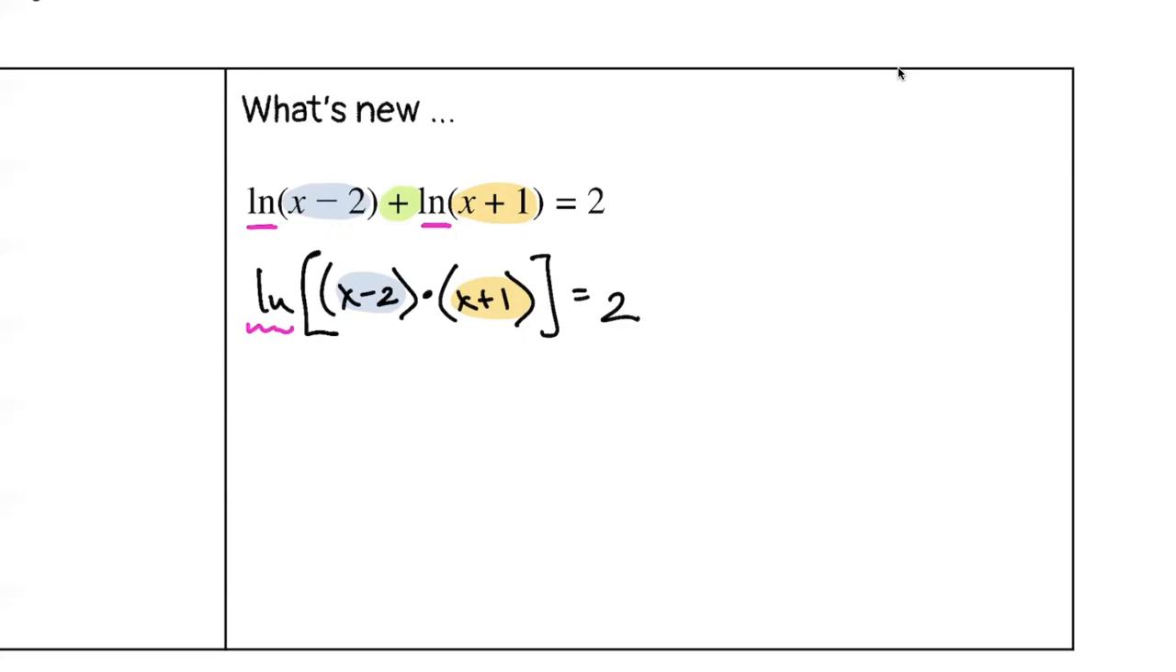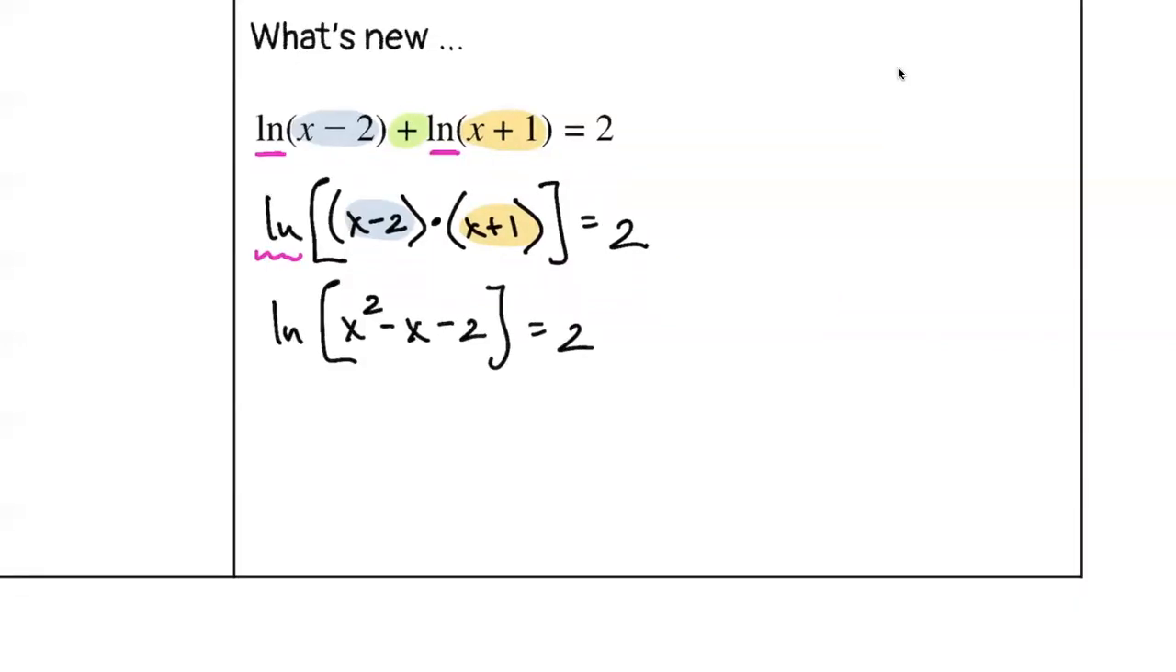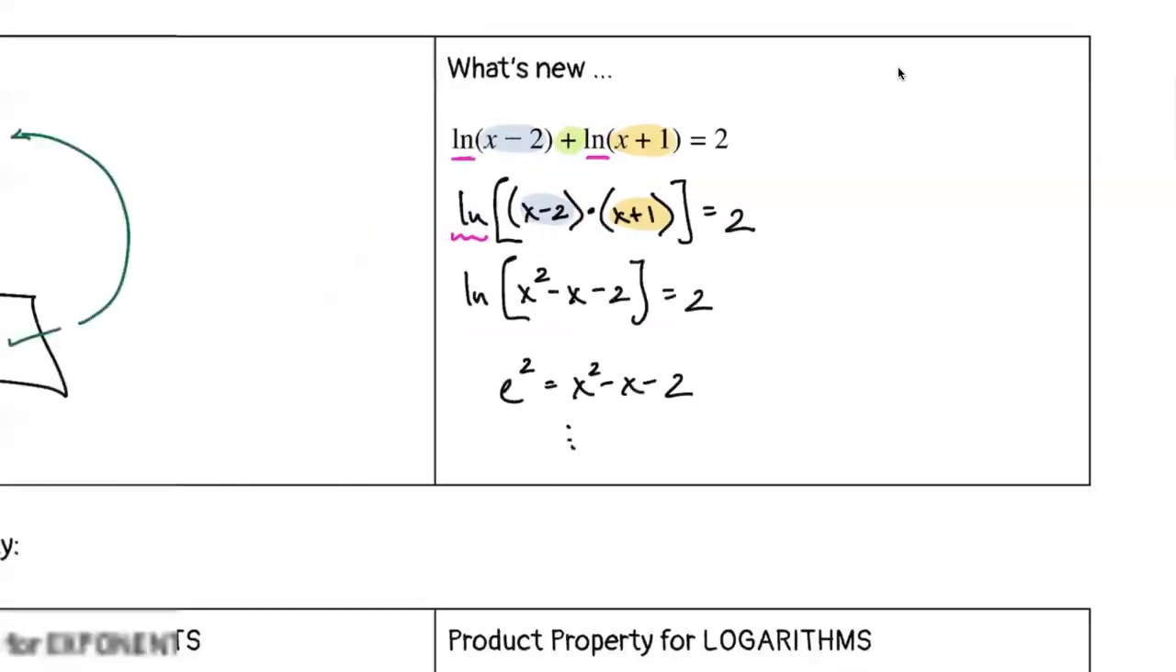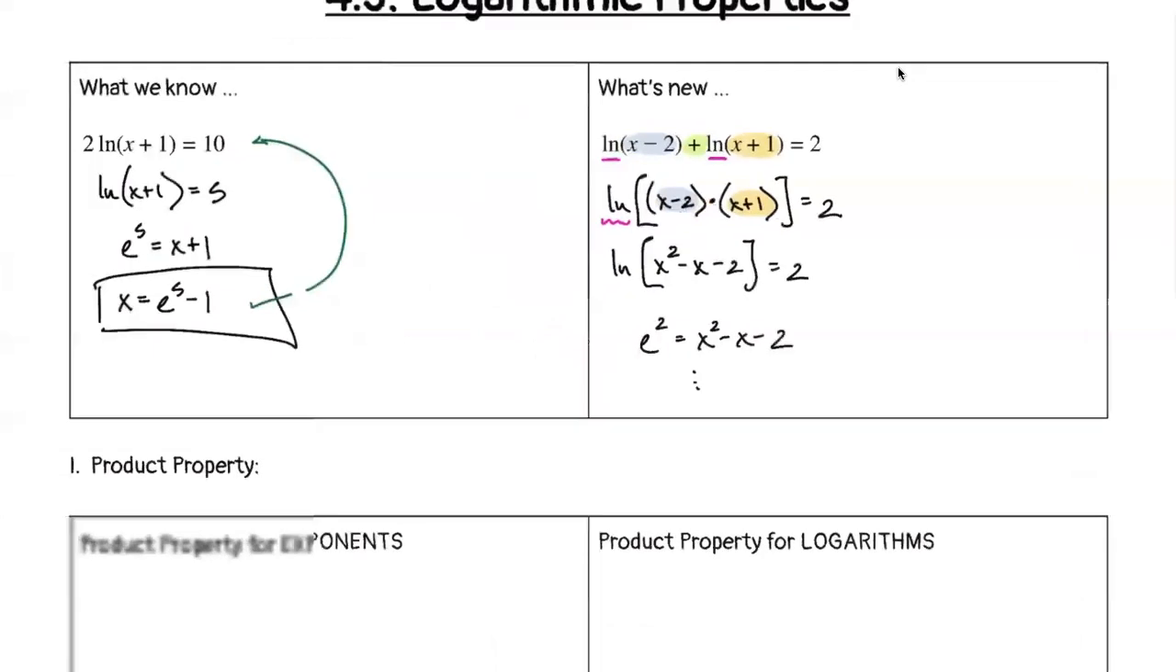Now, all of this is to say that if we wanted to continue to solve this equation, we could now say log of x squared minus x minus 2 equals 2. And then I could rewrite this as e squared equals x squared minus x minus 2. And I could keep going. That's what we're going to learn how to do when we get back to section 4.6.